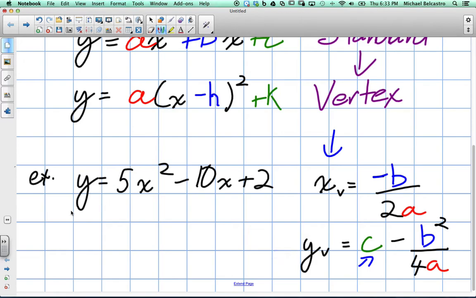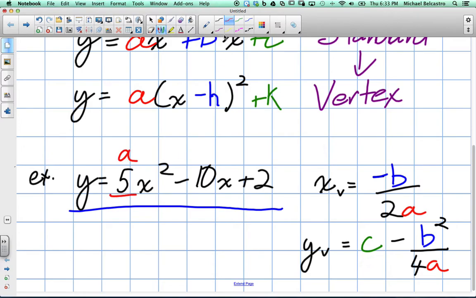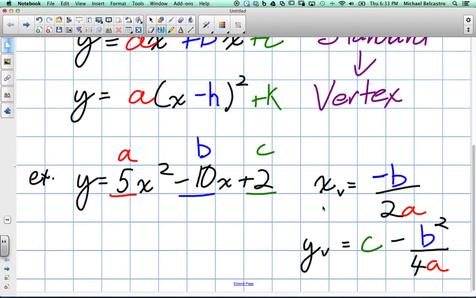Okay, so first we're looking at our standard form of a quadratic. And we need to, in this case, define what our a is. So 5, the coefficient in front of the x squared, is our a. Our negative 10 is the coefficient in front of the x, which is our b. And the constant term is our c, which is really important. To find the x value of the vertex, we plug the standard form a and b into this small formula here. Okay, so we'll do that very quickly here.